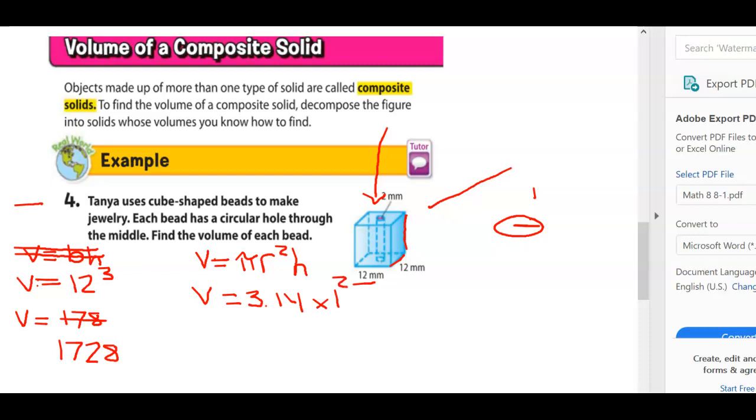And on the next line, that's just going to give me a 1. And then times the height, well, we know that's going to be a 12, because the height of the side is 12, so the height of the cutout is also going to be 12. So the volume is 3.14 times 1 times 12, which is the same as 3.14 times 12. That's going to give me 37.68. Okay, that's the part that's missing.